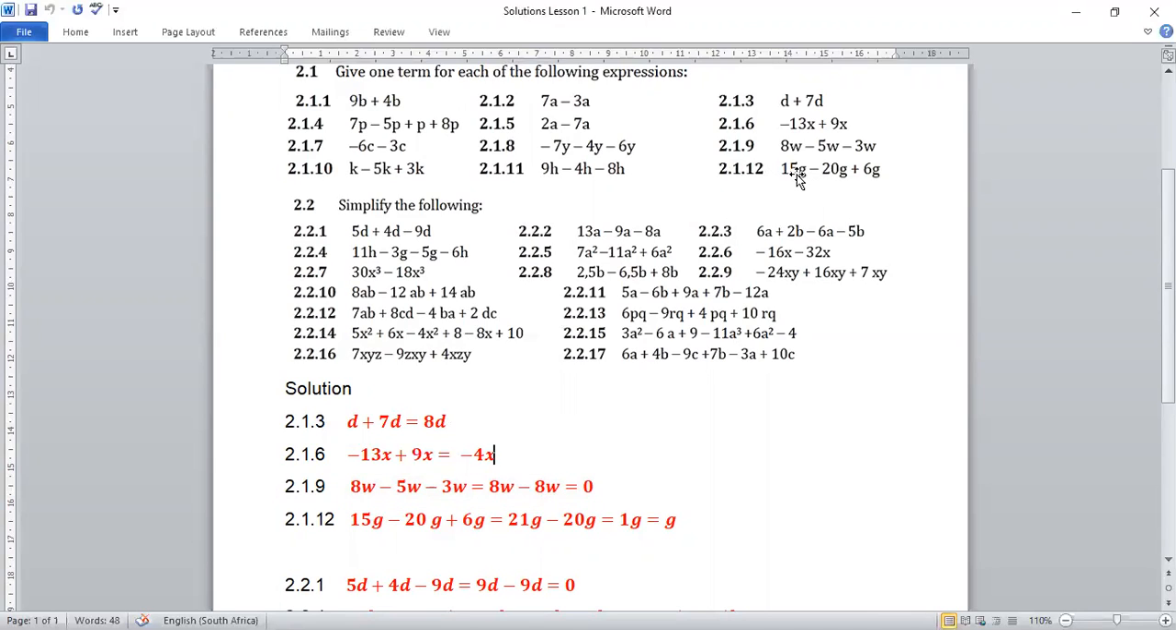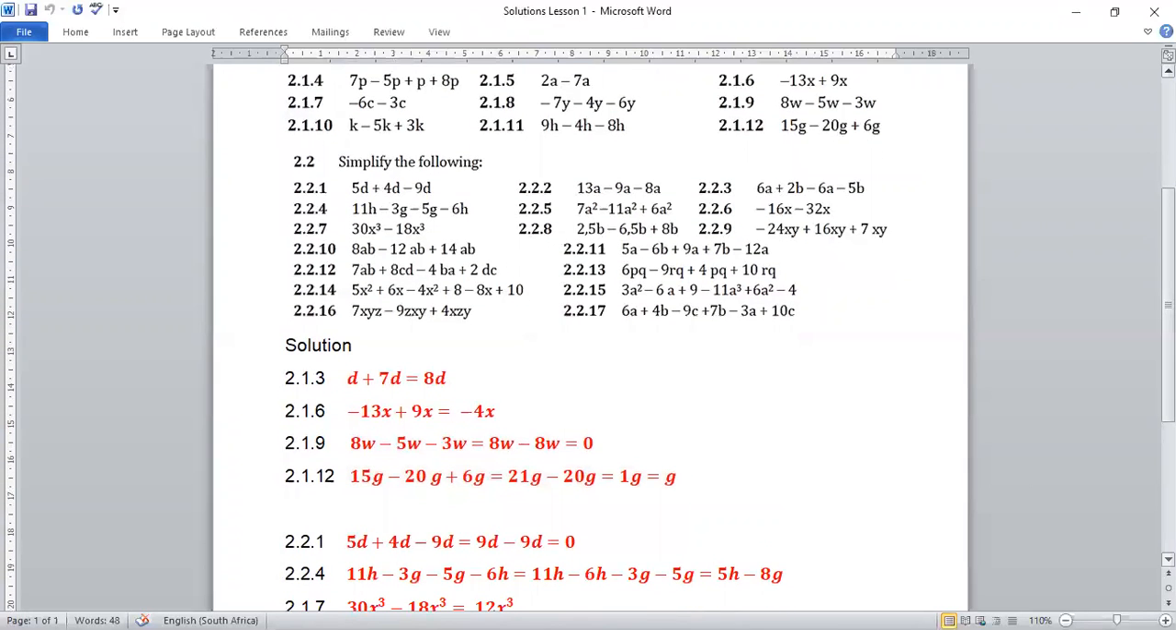If you look at the next one, which is 2.1.12, you have 15g subtract 20g plus 6g. Again, group all the negatives and positives. So 15g plus 6g is 21g. In other words, 15 plus 6 is 21, and then you subtract 20g, which is 1g, but we don't write it as 1g, we just write g.